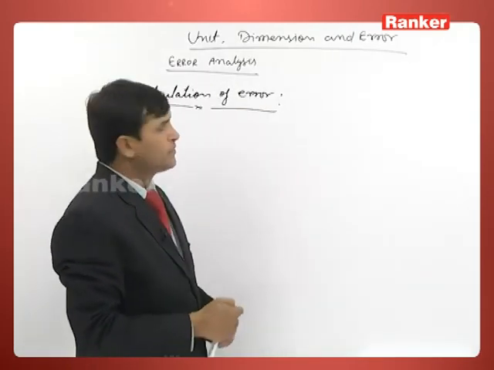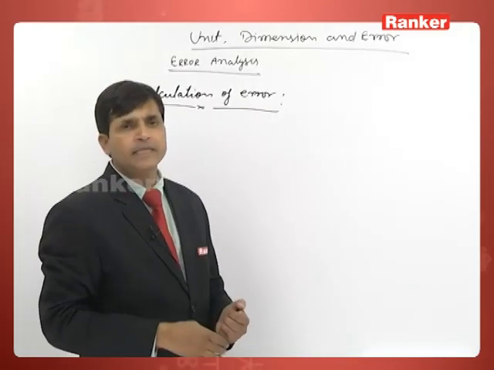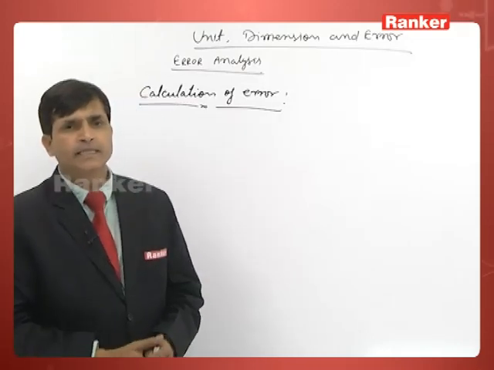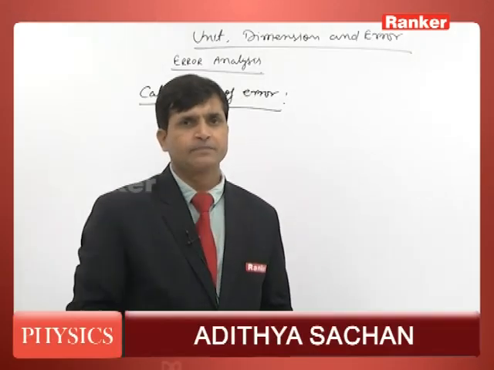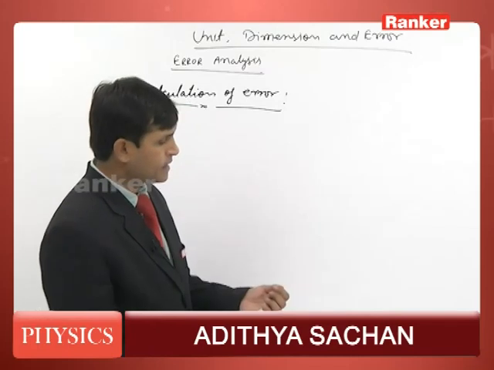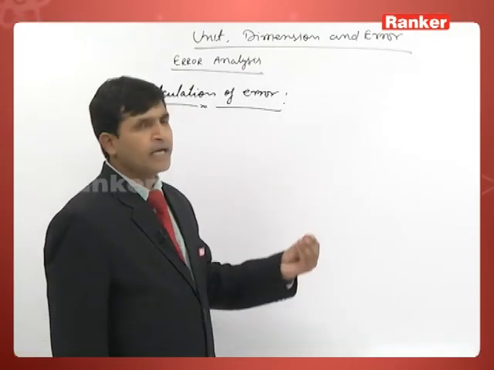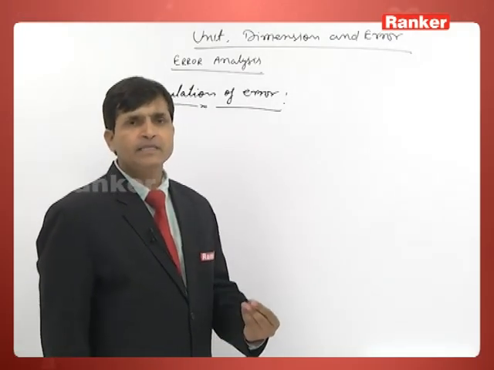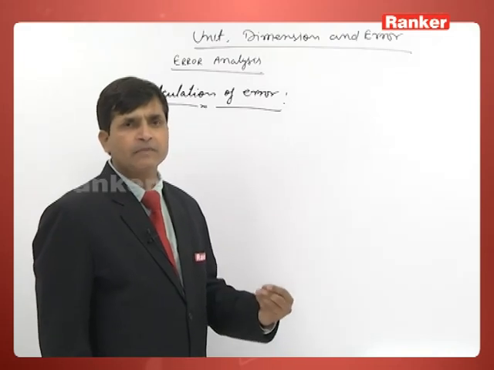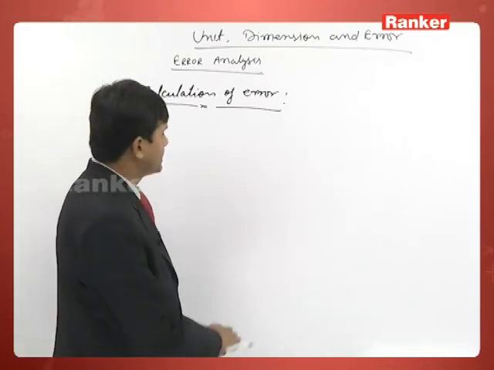So in the calculation of error, whenever we are performing any experiment, we are taking a number of readings. Suppose we are taking n readings, and the mean value of all the readings can be said to be the actual value of that particular physical quantity.